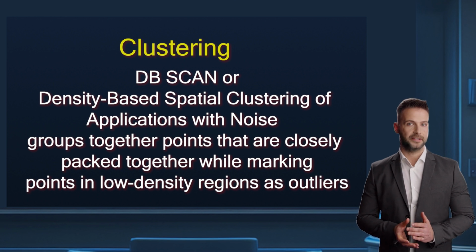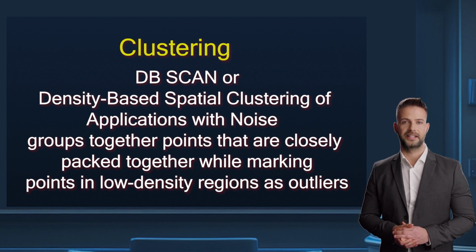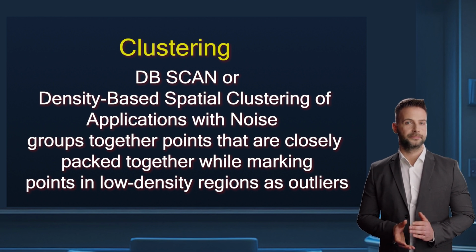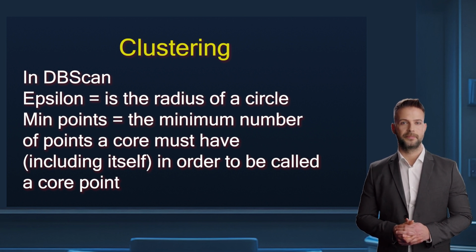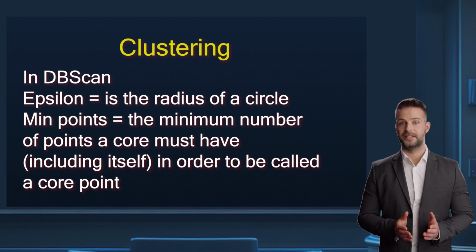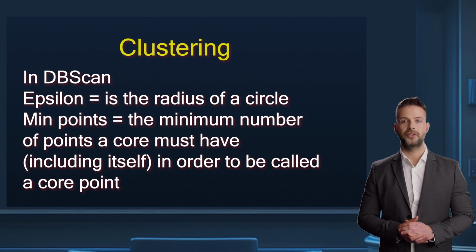That's quite a mouthful, isn't it? DBSCAN groups together points that are closely packed together while marking points in low-density regions as outliers. Two important parameters in DBSCAN are epsilon, which is the radius of a circle, and min points, which are the minimum number of points a point must have, including itself, in order to be called a core point.